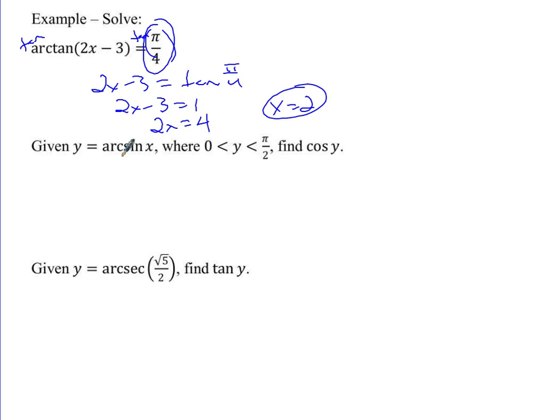Do I know how to work with arcsine? Really? Oh, yeah, that's what I'm talking about. We don't want to have arcsine, we want to have sine.